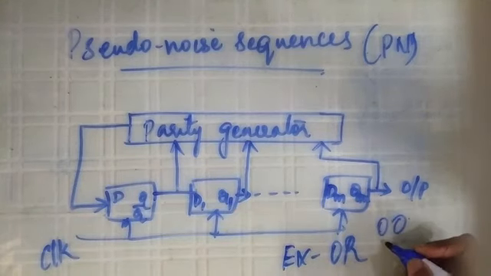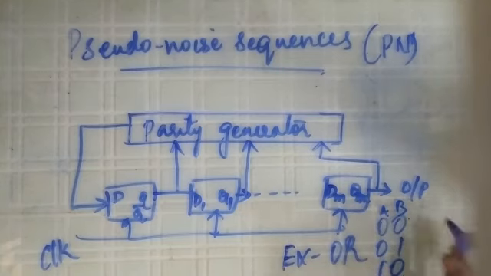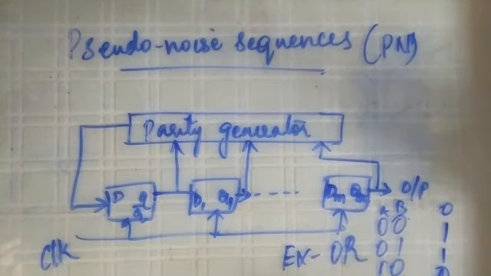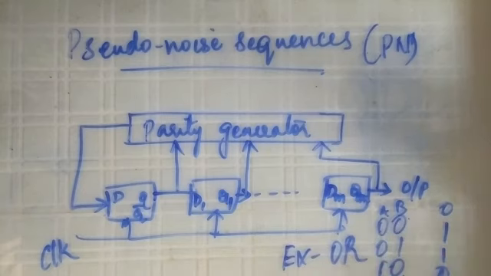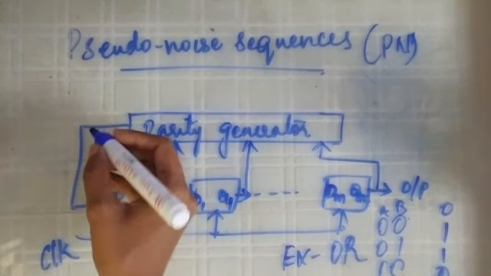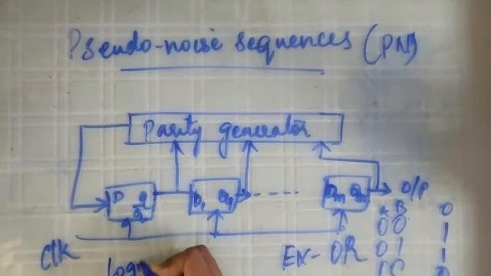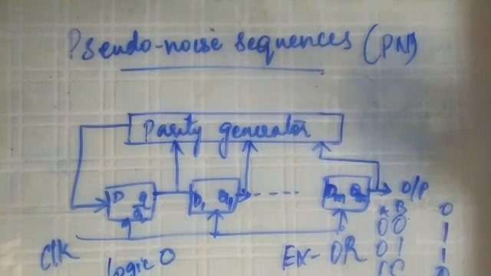Let A and B be the inputs: 0 0, 0 1, 1 0 and 1 1. How are the outputs going to be? 0, 1, 1, 0. So when both are zeros or both are ones, that is, an even number of ones, you have zero, and with an odd number of ones, you have 1. So the parity generator output is 0 when an even number of inputs are at logic 1.